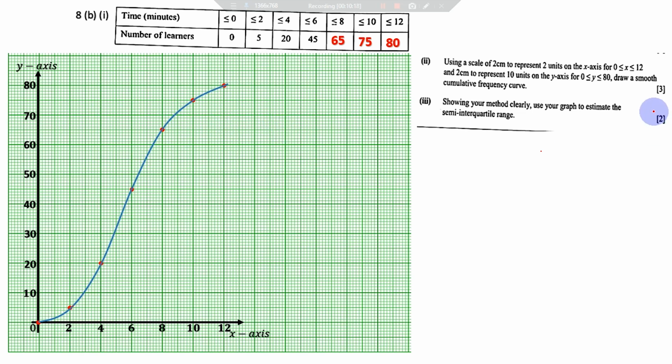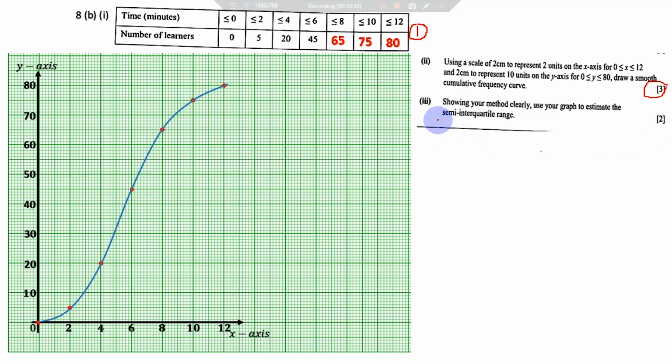Now we can complete our question. Just plotting these and drawing the curve, we are getting 3 marks. You've seen the 1 mark we got from completing the table, plus the 3 marks for plotting and aligning the scale, so we are getting 4 marks so far. And we're going for the last 2 marks.